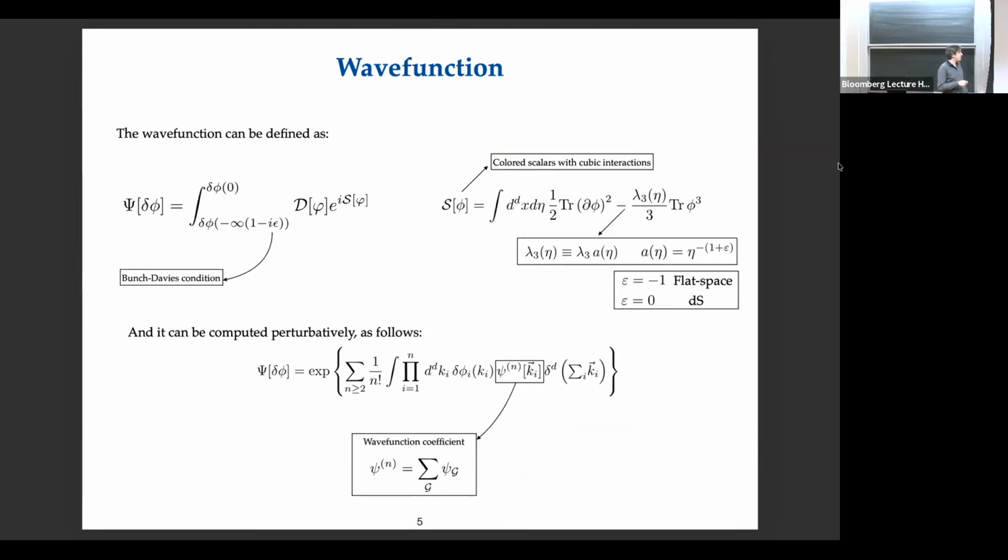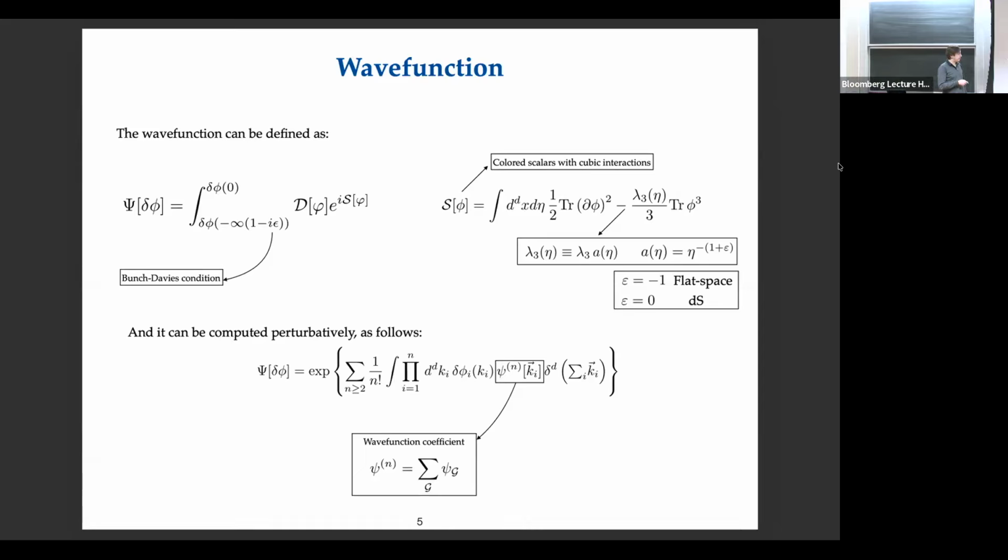So we can define the wave function as the path integral, and the theory that we'll be considering is a theory for colored scalars with cubic interactions. Most of the time here I'll be talking about the flat space wave function. However, it's very easy to relate it to the de Sitter wave function for a particular type of states, which are conformally coupled states. It's a particular value of the mass, where we can write the action as basically a flat space action for a massless scalar in flat space with couplings that depend on time.